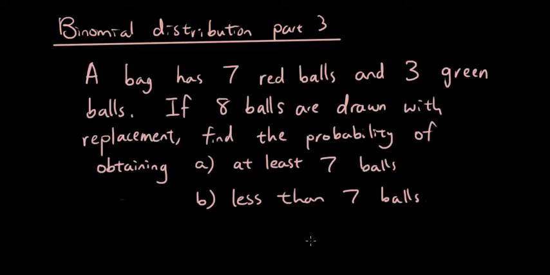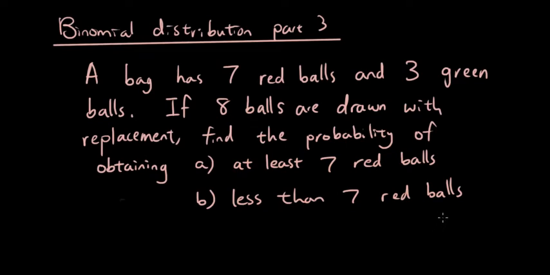So here's the question. A bag has 7 red balls and 3 green balls. If 8 balls are drawn with replacement, find the probability of obtaining A, at least 7 red balls, and B, less than 7 red balls.